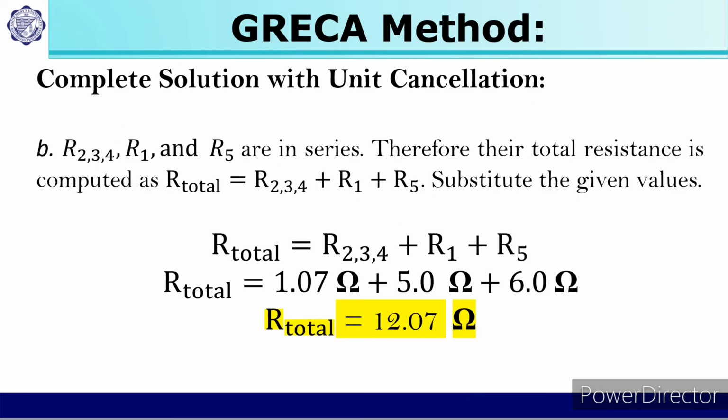Okay. Lastly, resistance 2, 3, 4, resistance 1, and resistance 5 are in series connection. Therefore, their total resistance is computed as resistance 2, 3, 4 plus resistance 1 plus resistance 5. The total resistance is now equivalent to 1.07 ohms plus 5 ohms plus 6 ohms. So the total is 12.07 ohms.